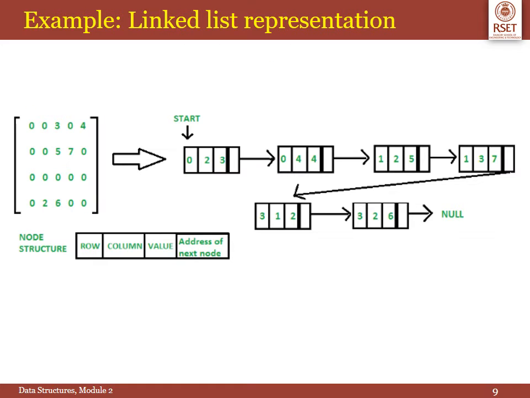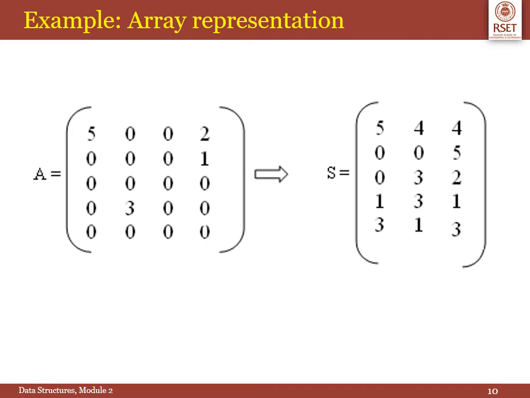This is an example of a 4 by 5 sparse matrix with 6 non-zero elements. So we can see that it is represented as a singly linked list with 6 nodes, where each node represents the row index, the column index, the value, and the address to the next node. Even though we have 2 representations, in this lecture we will concentrate only on the array representation.